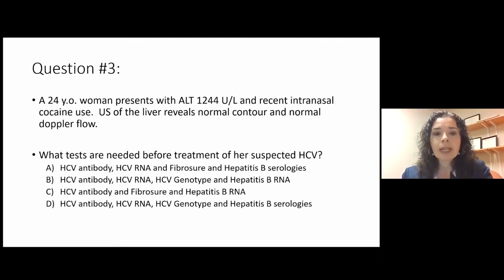A, hepatitis C antibody, hepatitis C RNA, a FibroSure test, which assesses for fibrosis, and hepatitis B serologies. B, hepatitis C antibody, hep C RNA, hep C genotype, and hep B RNA. C, hep C antibody, a FibroSure, and hep B RNA. D, hep C antibody, hep C RNA, hep C genotype, and hepatitis B serologies.